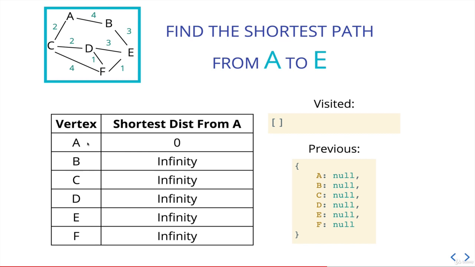So A to A is 0. A to B right now is infinity. We don't know. A to E is infinity. So we ignore that. Now remember the steps.